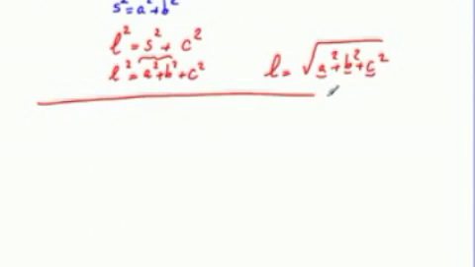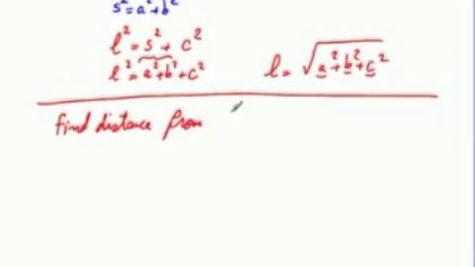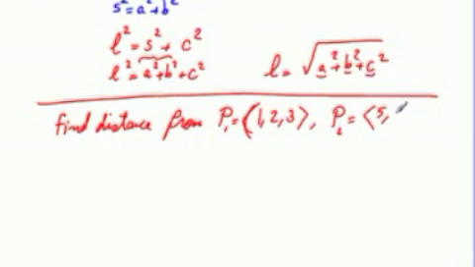Suppose I tell you, find the distance from, so let's consider some point 1 with coordinates 1, 2, 3, and some point 2, say 5, 7, 11. So who's going to play the role of A here?